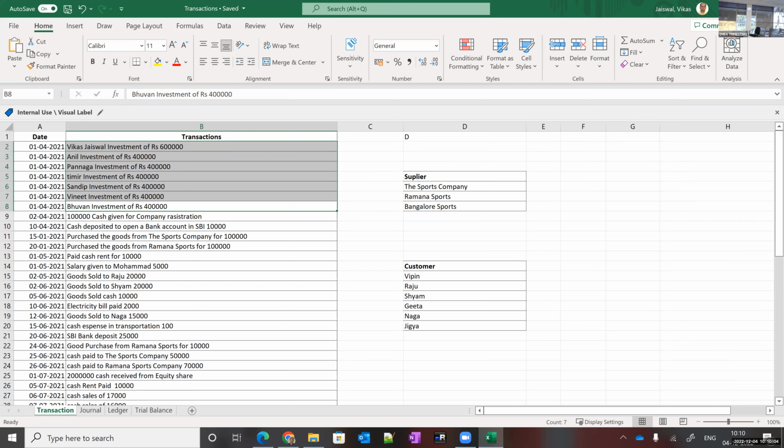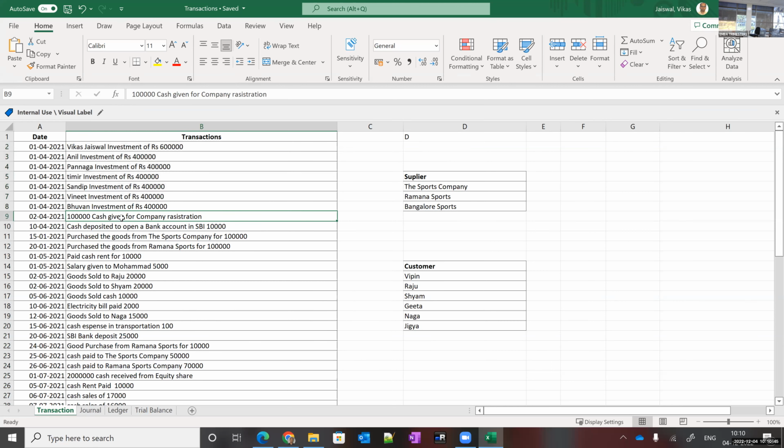Bank account debit to share capital account, combinedly how much? 4 lakh each from 1, 2, 3, 4, 5, 6. 6 into 4, 24, 24 plus 6, 30 lakhs. So a simple entry: bank account debited to share capital 30 lakhs, being cash invested, being share issued to the promoters. That's all. Next, come to the ninth row.